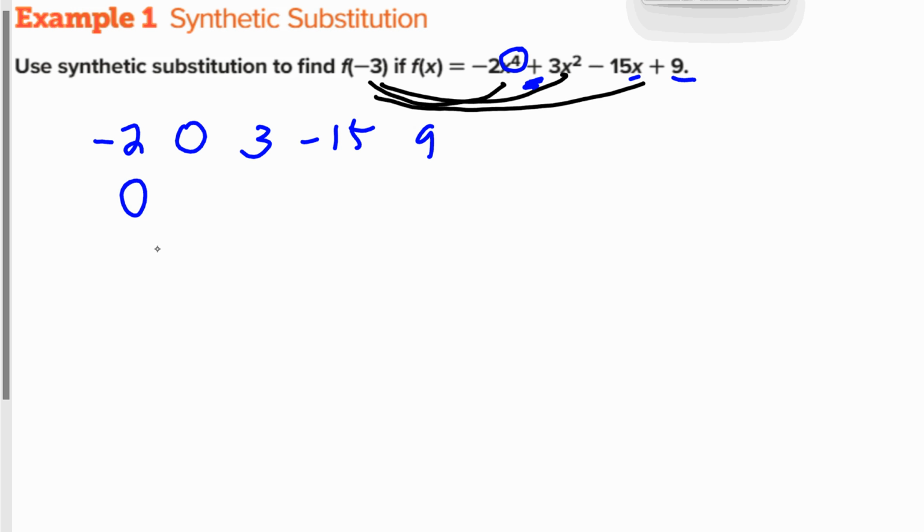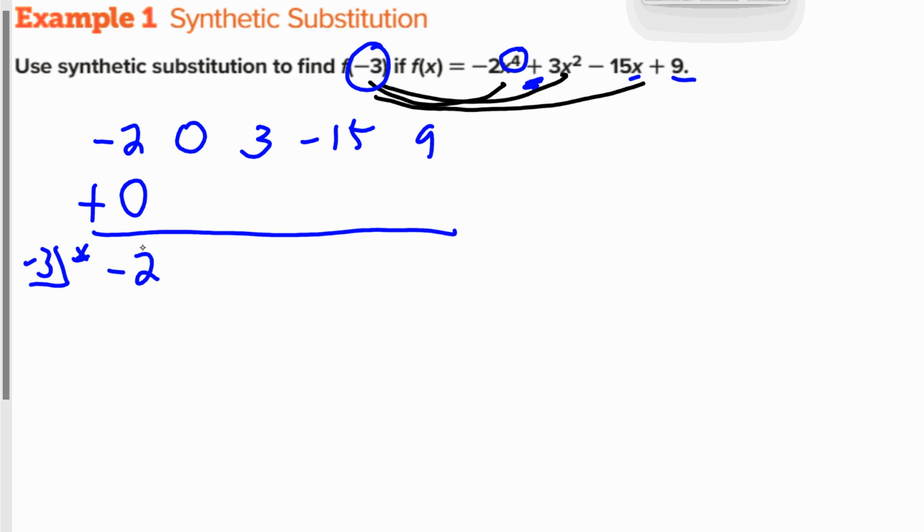All right, 0 in the second row, first column. I'm going to add those two together, so I get -2. And then what's going to go in the box over here is my x value, -3. And then I multiply, and my answer goes in the next column, so I get 6. And then I add again and get 6. And then I multiply by what's in the box, -3 times 6, -18, right? Add again, I get -15.